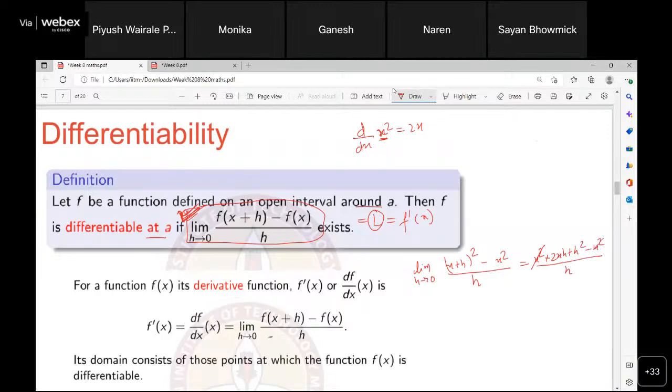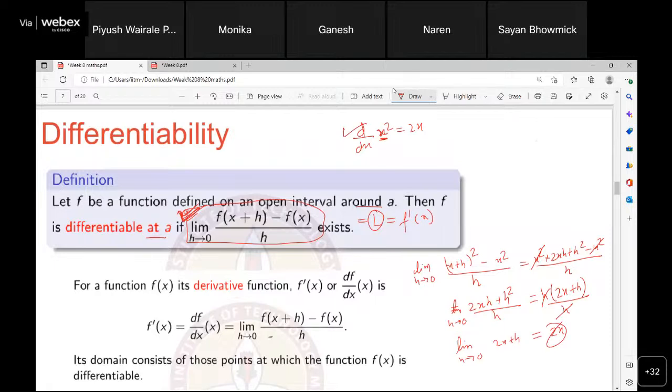Now this x square will get cancelled. What I am getting is 2xh plus h square upon h. Now here also the limit is there. Okay, here, sorry, h square. Now I can take h common, right? h upon 2x plus h. When I apply the limit, h will get cancelled. Now what is remaining? Limit h tends to 0, 2x plus h. What is the value here? Just put the limit. It is 2x, right? So this is the derivative of x square.